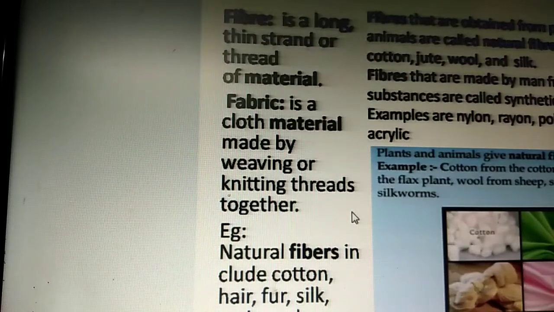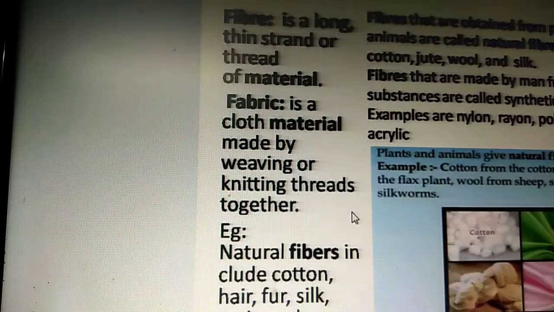Now some fibers are made by man. They are called man-made fibers or artificial fibers. Man-made fibers are otherwise known as artificial fibers or synthetic fibers. Usually the source will be chemicals, petrochemicals, petroleum products. Examples are nylon, rayon, polyester and acrylic. These are chemical materials which are used for making fabric.